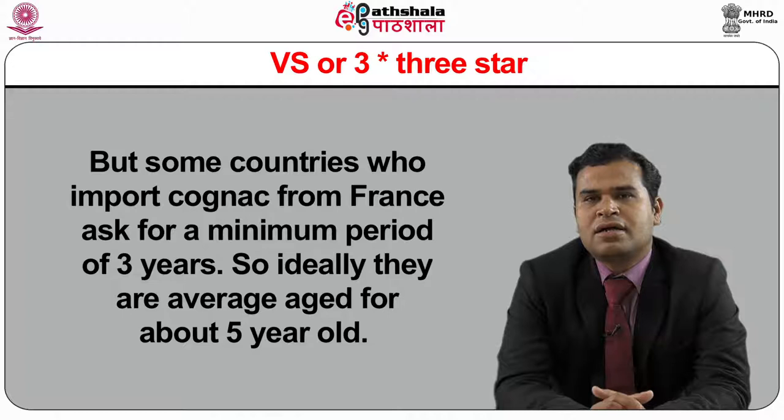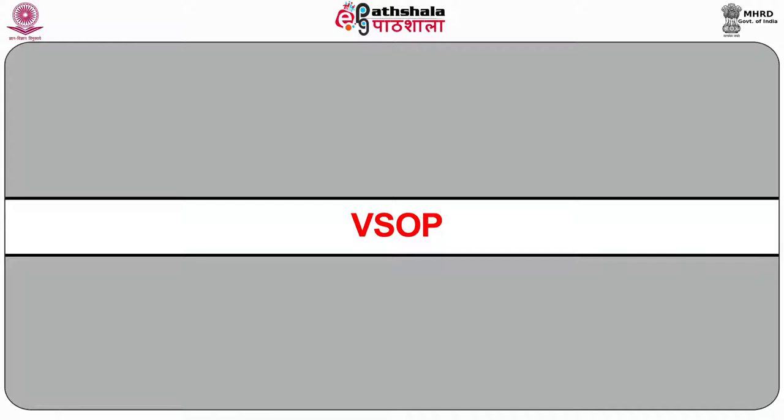Now the next thing which you will see on a cognac label is VSOP, which stands for Very Superior Old Pale. The cognacs with this label are often aged for much longer than 5 years, but the label indicates that the cognac is aged for a minimum of 4.5 years.